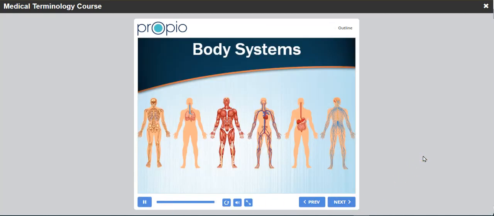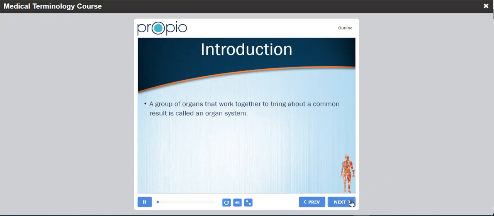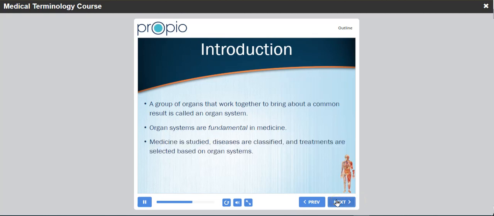Body systems. A group of organs that work together to bring about a common result is called an organ system. Organ systems are fundamental in medicine. Medicine is studied, diseases are classified, and treatments are selected based on organ systems.